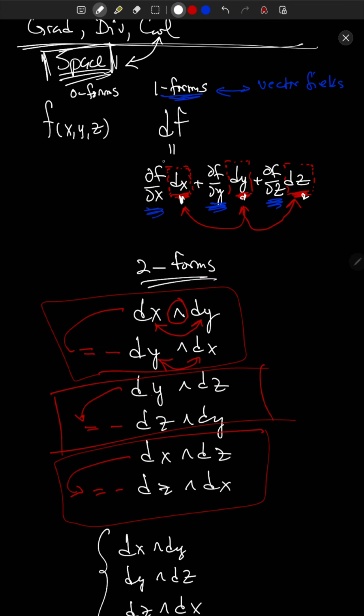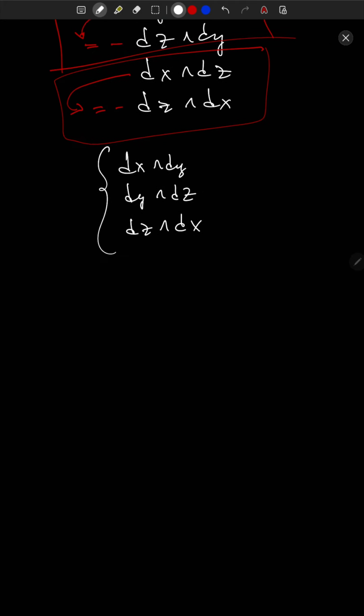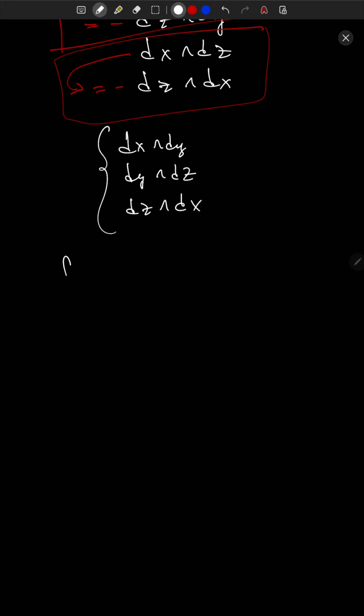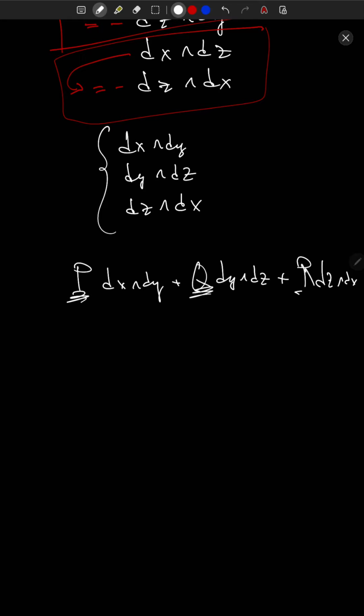With the one form, we have something times dx plus something times dy plus something times dz. So with two forms, you can do combinations as well. So you can have, let's say, p dx wedge dy plus q dy wedge dz plus r dz wedge dx, where these are three variable functions.